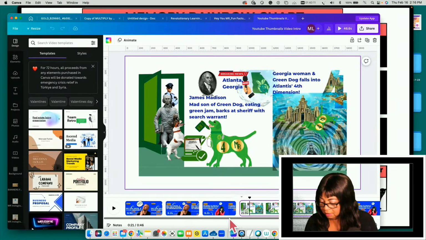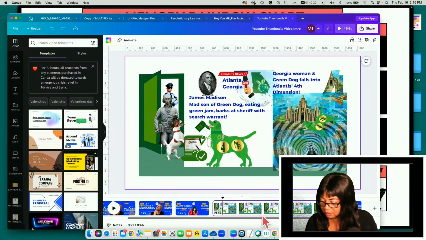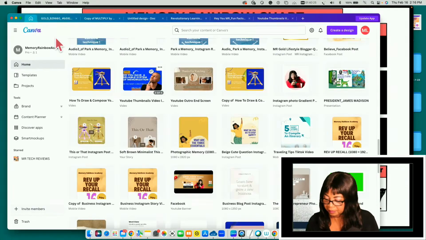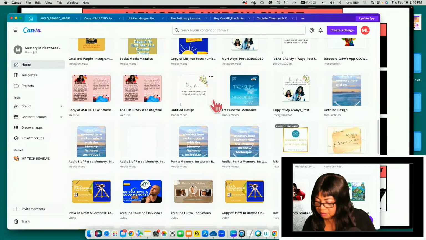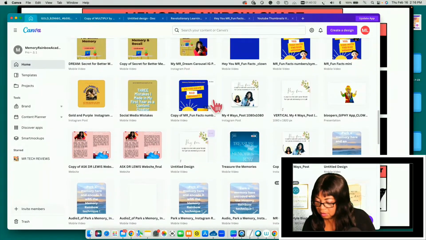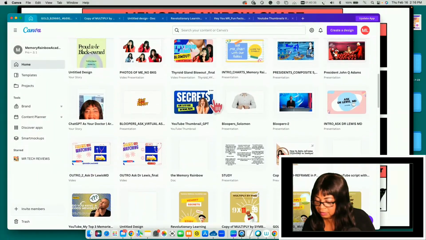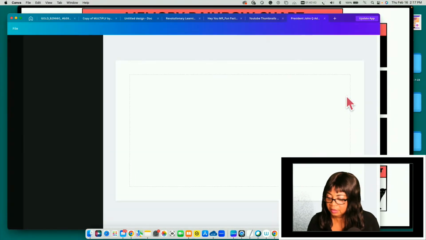Let's see. Let me try. Let me see if I had another one here. I thought I had some more of these. All right, let's see what else we have here. That's James Madison. Okay. See if I have any more presidents here to show you. Here's one with George Washington.